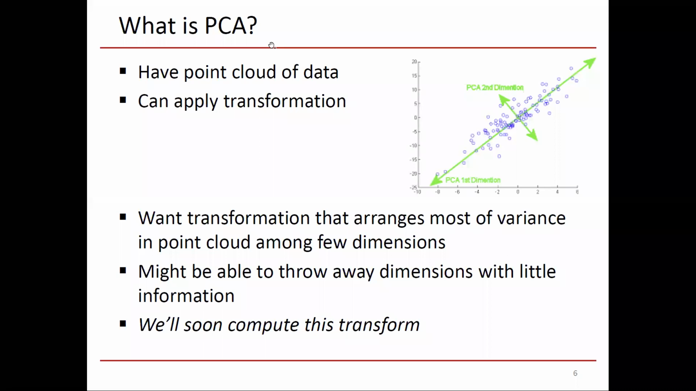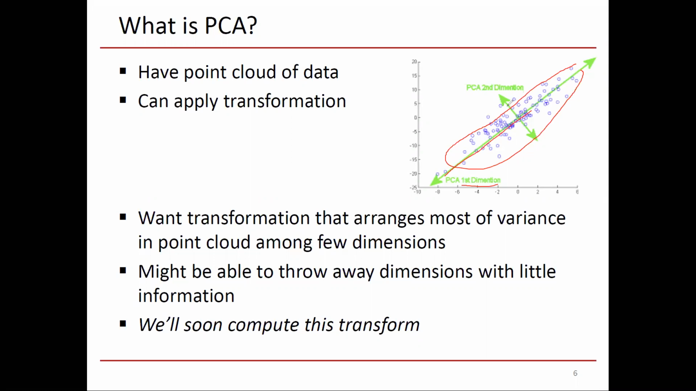In PCA, we typically have a point cloud of data. Here we have data in 2D, and we can apply a transformation. And what you're seeing here is that overall, the point cloud of data seems to be located in this oval. And this diagonal line is the first dimension of the PCA. In PCA, the first dimension will have the most energy, the second one the second most energy, and so on. So much of the energy in these points can be characterized by a coefficient along this first dimension.